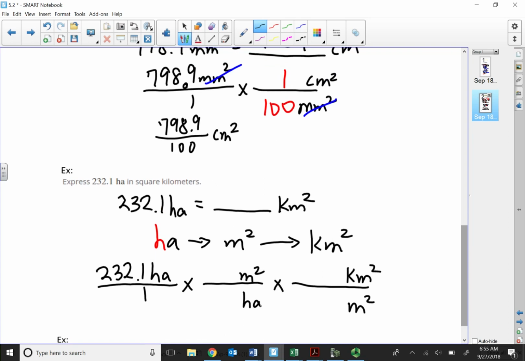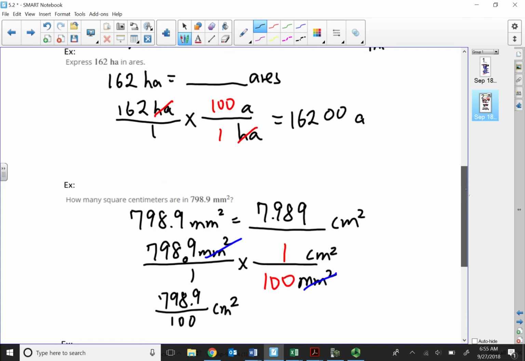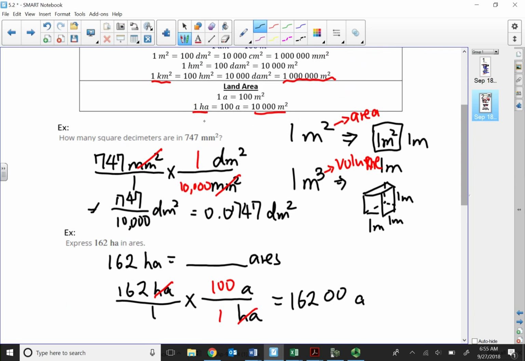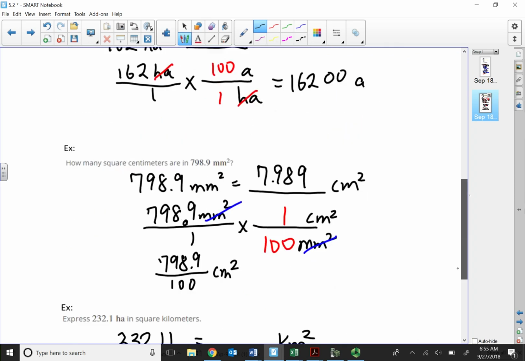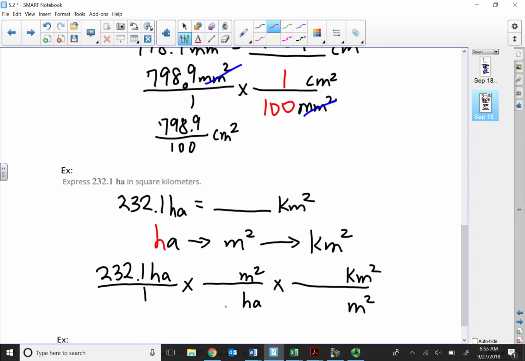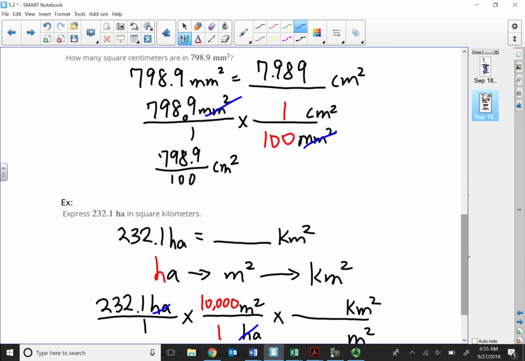So the ratio between hectare to square meter, that will be 1 to 10,000. 1 hectare is 10,000 square meters. The hectares will cancel out. So now I'm at square meter. So square meter convert to square kilometer.